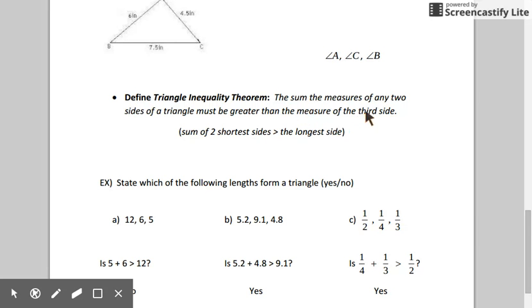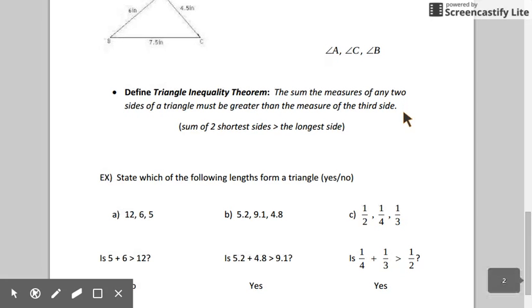Sometimes it's said that the sum of the measures of any 2 sides of a triangle must be greater than the measure of the third side. So by using that definition, you're going to have to do 3 comparisons. That's not quite necessary. Really, what we need to check is that the 2 shortest sides add up to be bigger than the third side.